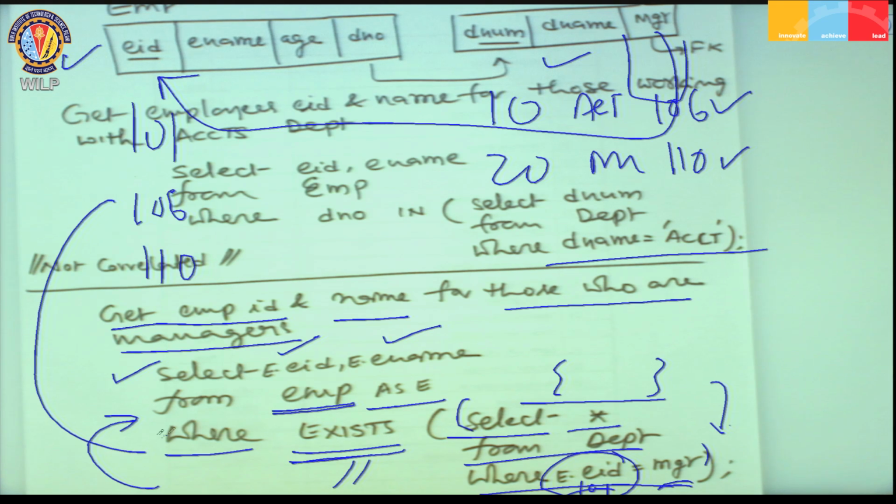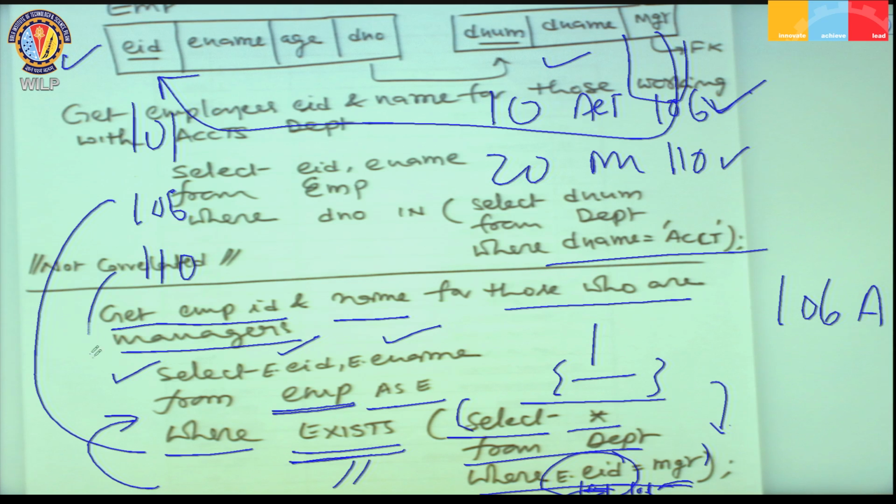Next time it will take 106. Now this will become 106 and it will evaluate this. Yes, there is a tuple with department number 10 where the manager is equal to 106. It will get one tuple, that is, one tuple will be there in this. That means EXISTS evaluates to true. Hence 106 will show up in the result and his name will also show up in the result.